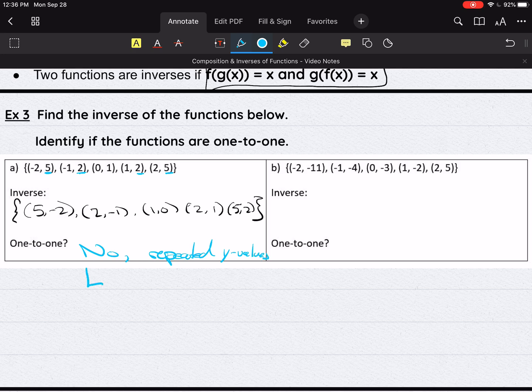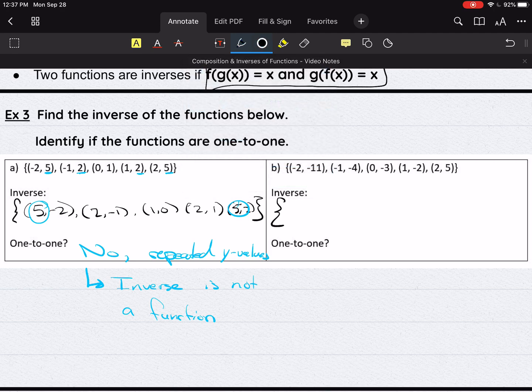And that also tells me that my inverse is not a function, which we can also see because I have repeated x values. Remember, repeated x values makes my graph or info not a function, okay? All right, let's look at the next one.